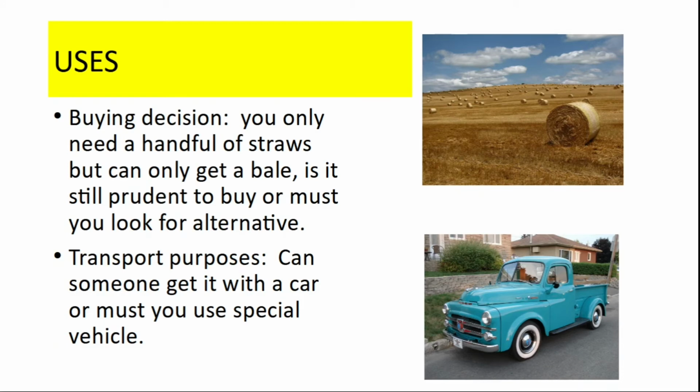The material label helps you in your buying decision. For example, if you only need a handful of straws but you can only get a bale, is it still prudent to buy that bale? Or must you not maybe look to alternatives that you can use? So, for your transport purposes, if you get a ton of things, if you get the big things, it shows you how you can get the things to wherever you need it. Must I hire a transport vehicle, or can I only go and get it myself?